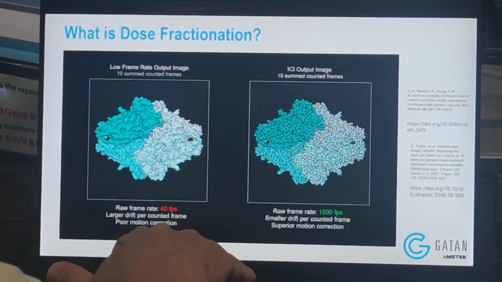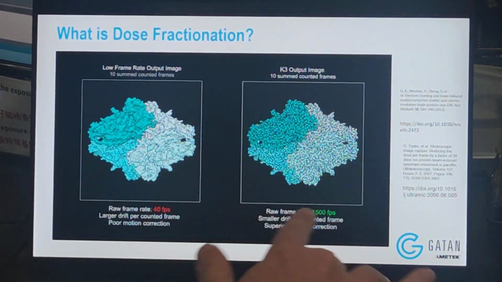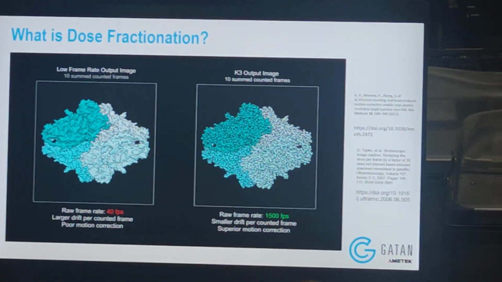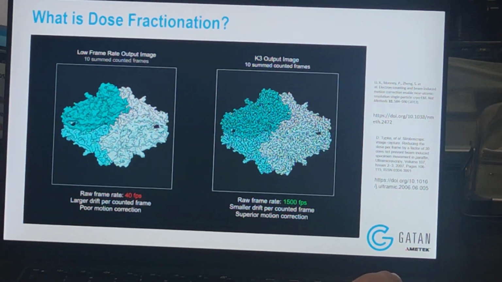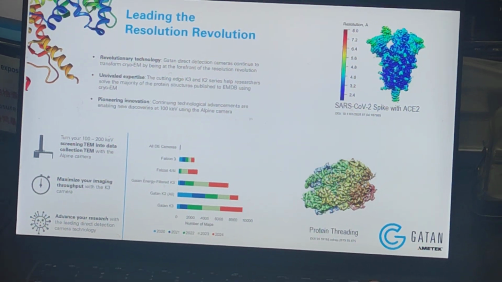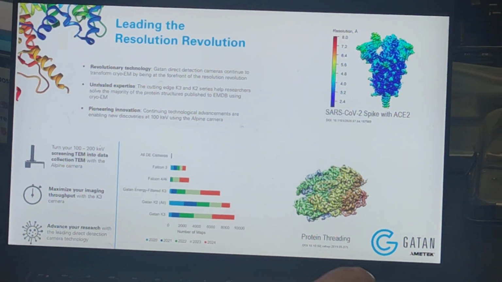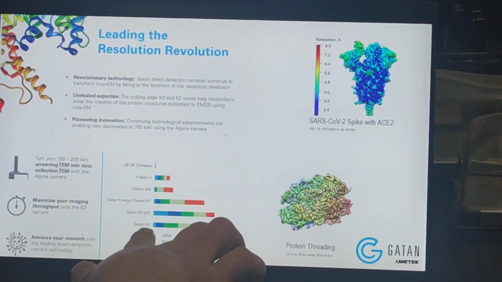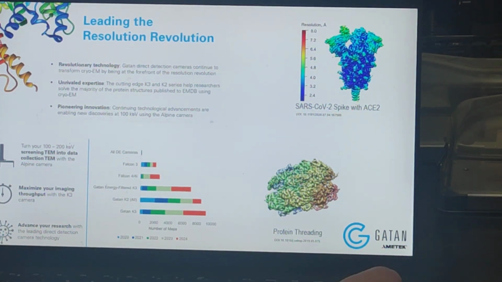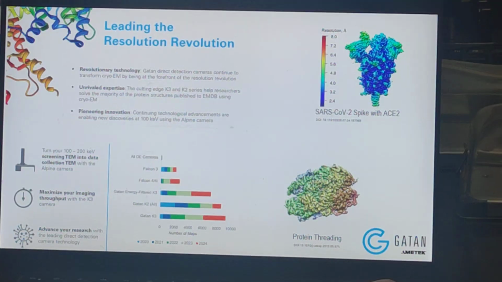So this is a slow versus a fast acquisition for some cryo EM reconstructions. It's higher resolution in this one. This is very, very well established in cryo. Loads and loads of structures are being solved with counting cameras in particular.